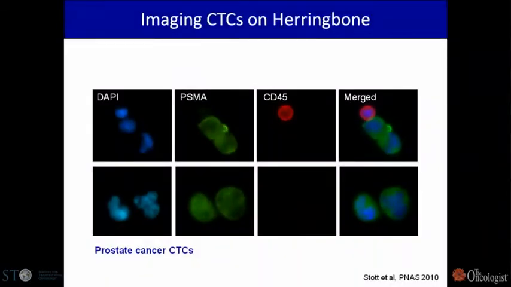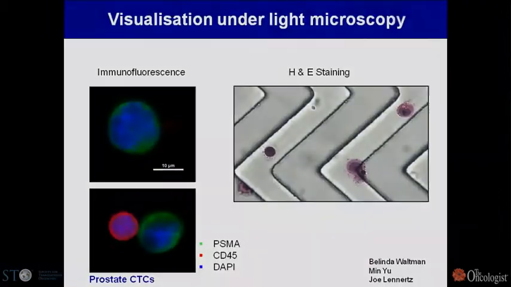And you can see here, these are just representative images from prostate cancer CTCs. In this case, we're staining with nuclei, prostate-specific membrane antigen, white cell markers, and we can merge these images. And you can, again, see a kind of resolution of what these cells are like in patients with prostate cancer and other cancers as well. And this was all done by Shannon Stott, a postdoc in Mehmet Toner's lab.